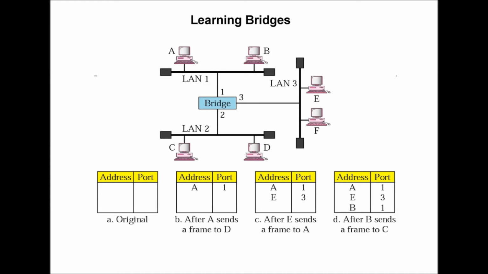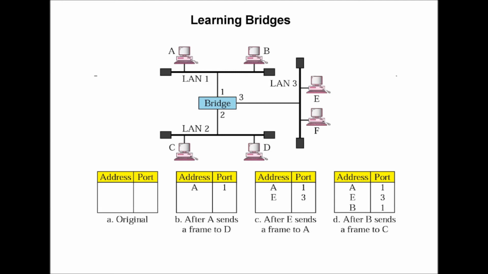In the four tables, A, B, C, D, you can observe the learning process. In table A, the table is empty. This is the original bridge table in which there is no entry of MAC address and no entry of port number. In B, after A sends a frame to D, the physical address of A will be recorded by the bridge in its bridging table.